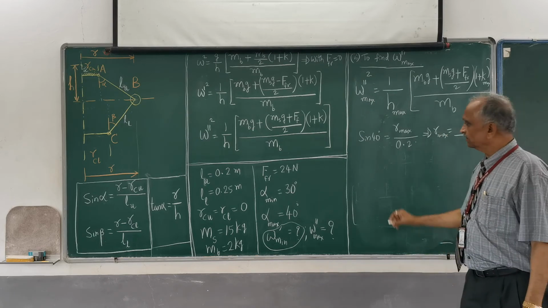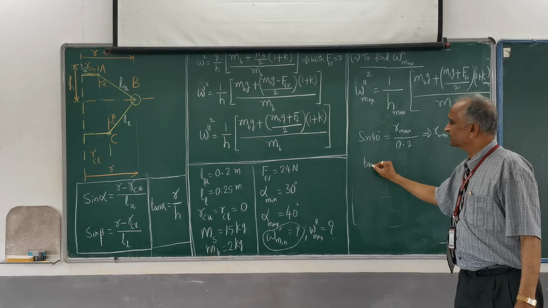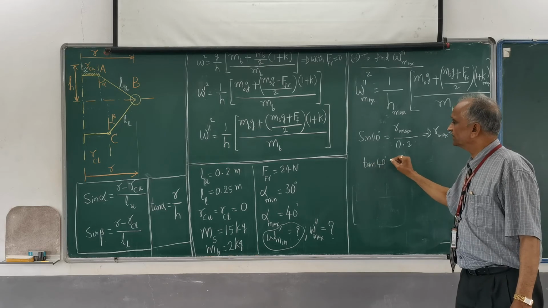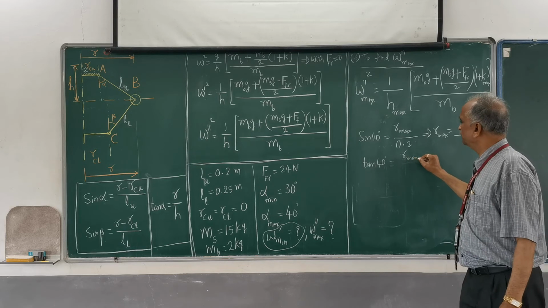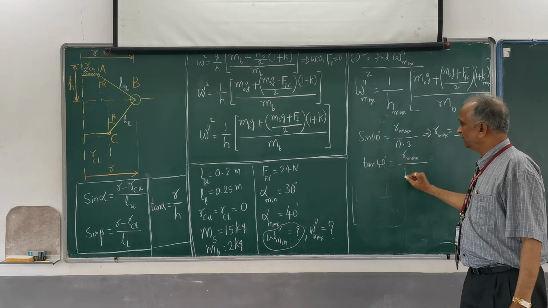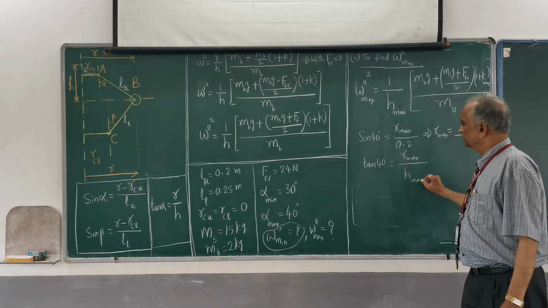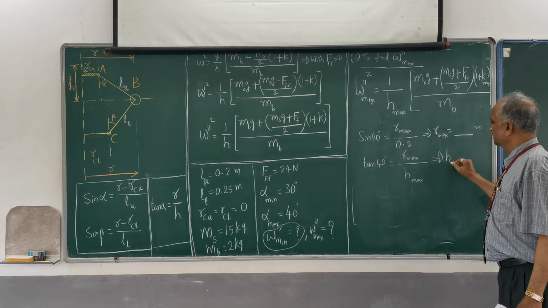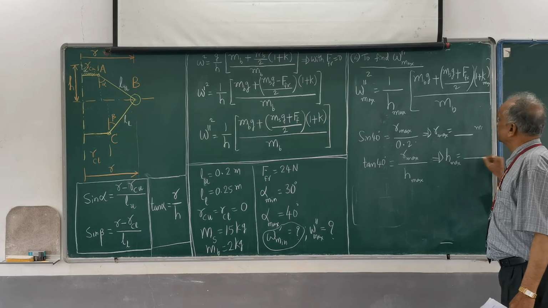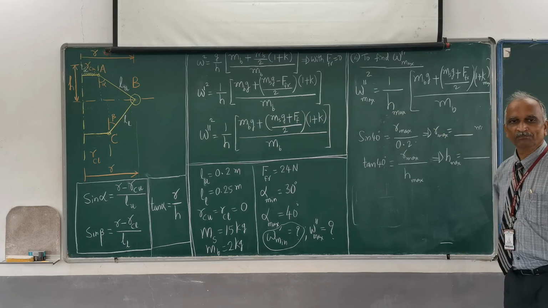Then you can write down tan alpha max, that is tan 40 degrees is equal to R max, whatever the value you have got here, divided by h max. So knowing this and this, you can easily find h max. This value is known now.